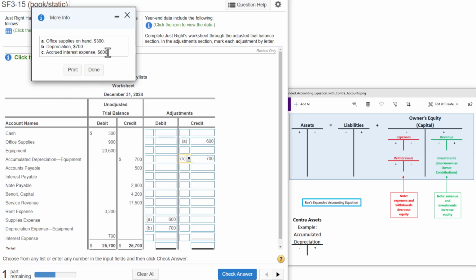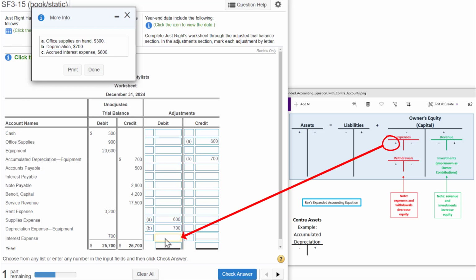And then finally, we have accrued interest expense. Accrued, like I've said so many times before, means something is accumulated but is not yet paid. And that something that is accumulated is interest. So we owe some interest. The reason we know it's owed is because accrued means something's accumulated but not yet paid. So we can't involve cash because it has not been paid yet. So we need to increase interest expense by $800.